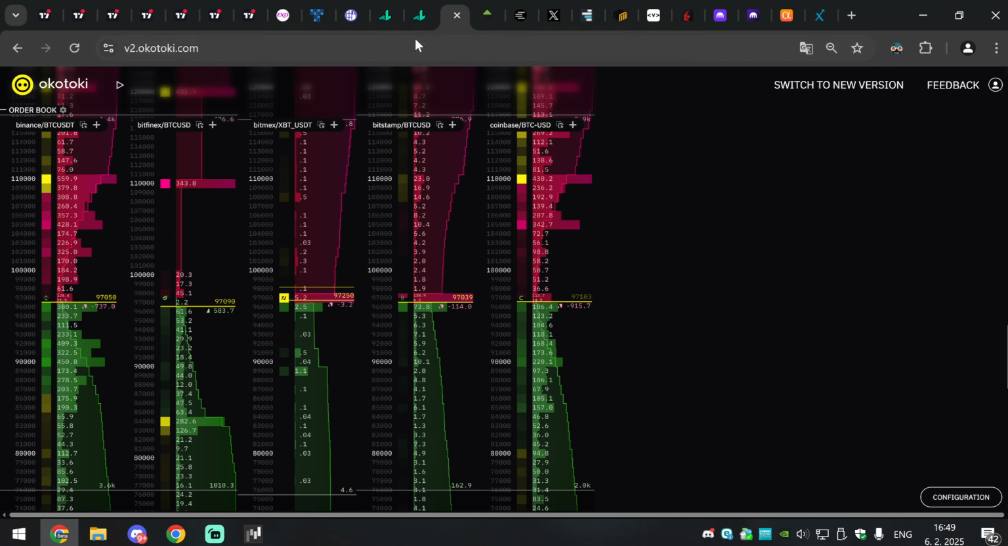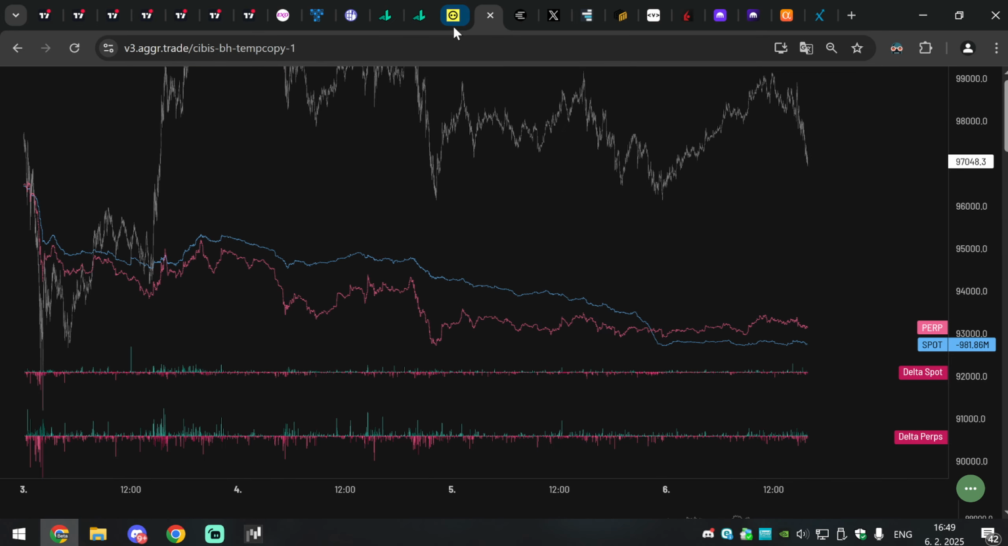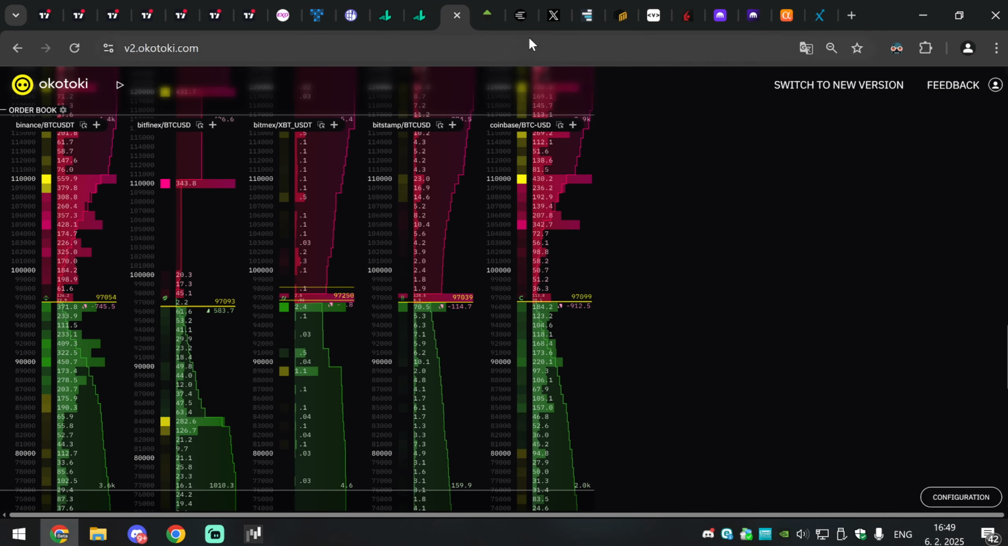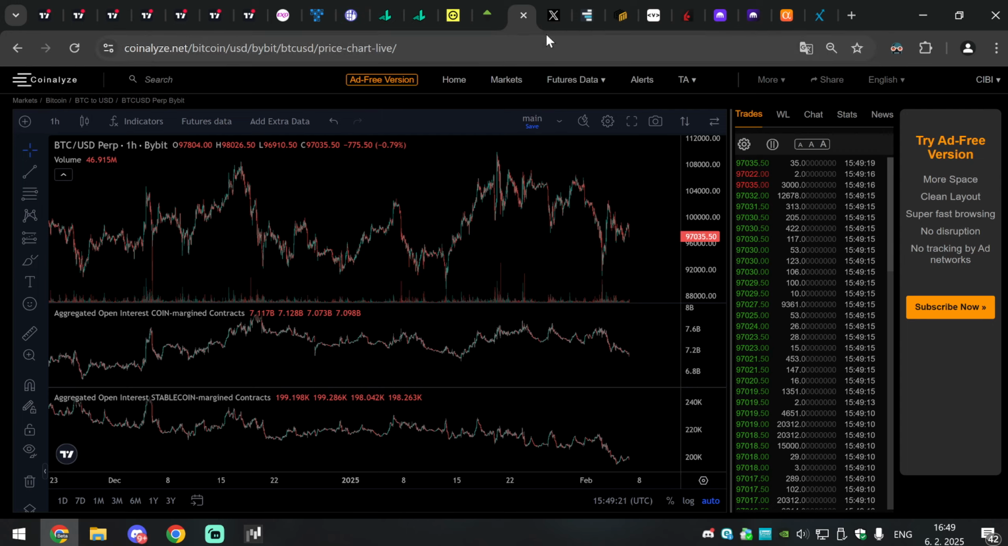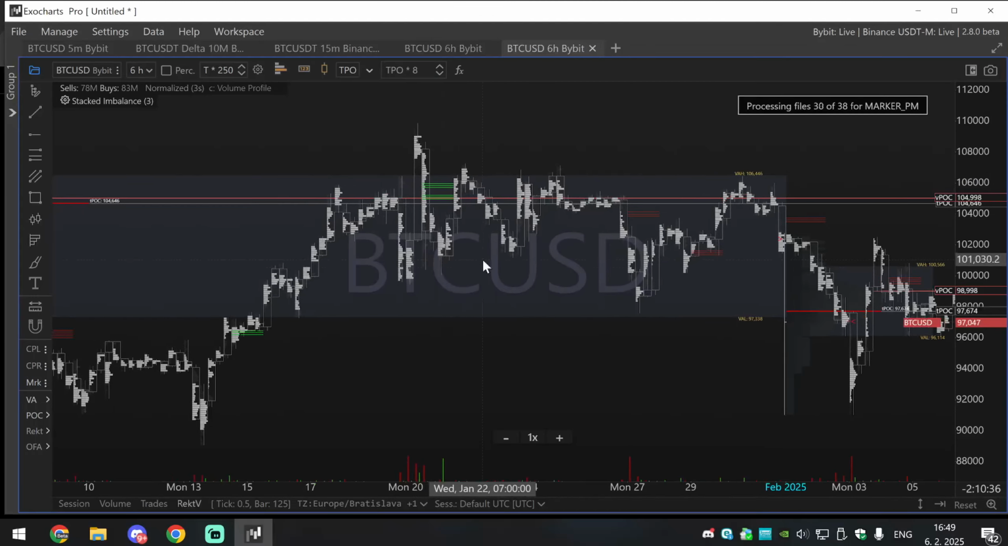Okotoki, I still need to set it up because I have a new computer. I set everything up, but I'm just postponing this Okotoki. Exocharts, let's have a look here.